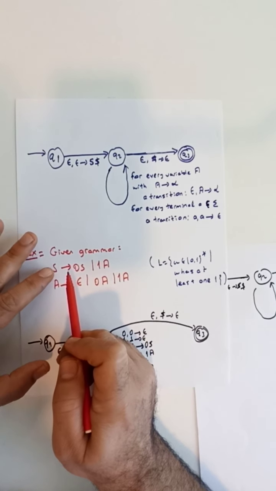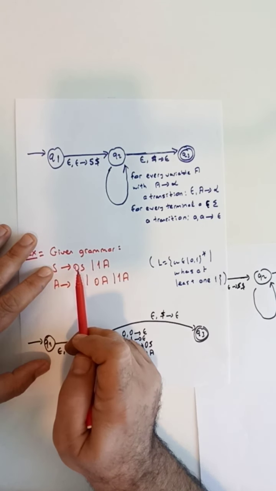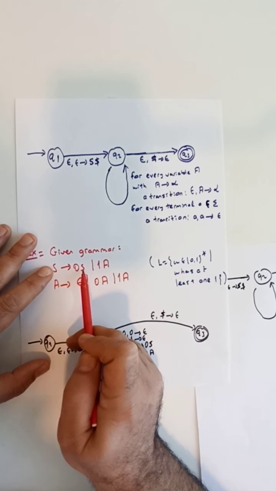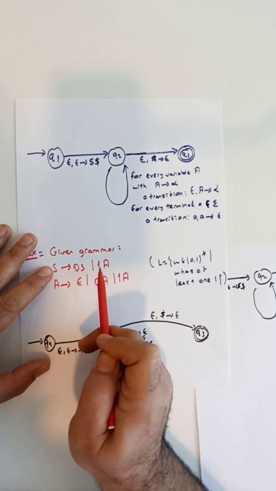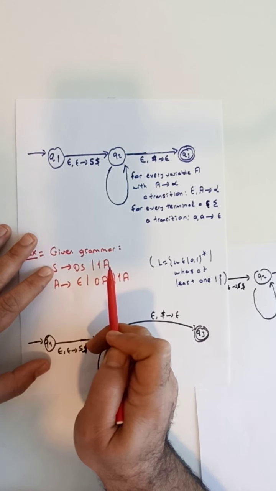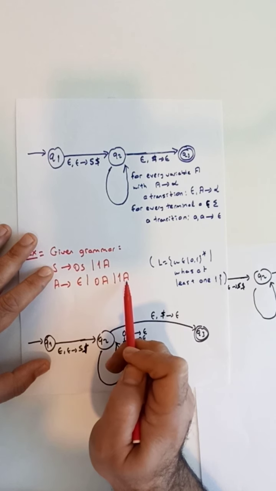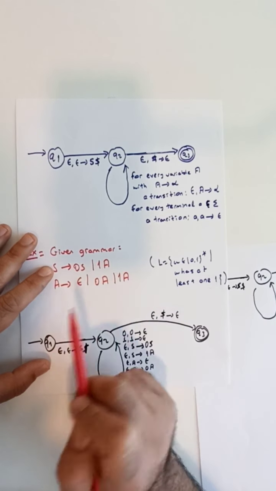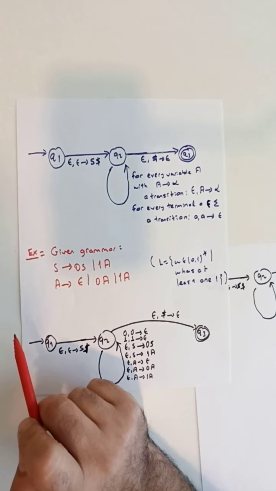How would a sample derivation sequence be? We would start with s. Remember that we want to derive the string 0, 1, 1. We would expand s with this string 0s. Next, we would take this s and expand it with 1a. Next, we would take this a and expand it with yet another 1a, and this a would be expanded with epsilon, and we would arrive at our string 0, 1, 1.